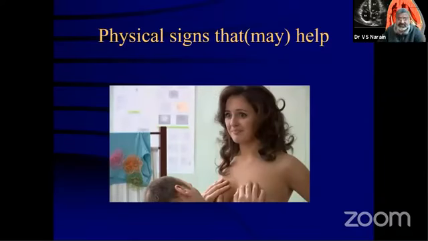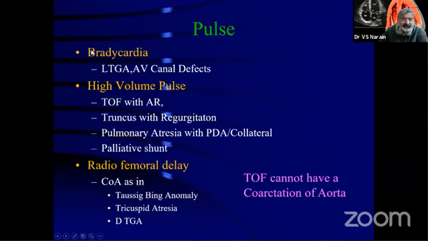So now let's get on to physical signs that may be helpful. If you have bradycardia, then you could be dealing with an LTGA or AV canal defect. If you have a high volume pulse, then tetralogy with aortic regurgitation, truncal regurgitation. So basically, these are all things that you must have in your mind and be able to produce to the examiner. If you describe a high volume pulse, what are the possibilities? So this you should know: radiofemoral delay and coarctation, and patients with tricuspid atresia. If you have a reverse kind of cyanosis, then you could be dealing with a transposition situation or a Taussig-Bing anomaly, double outlet.